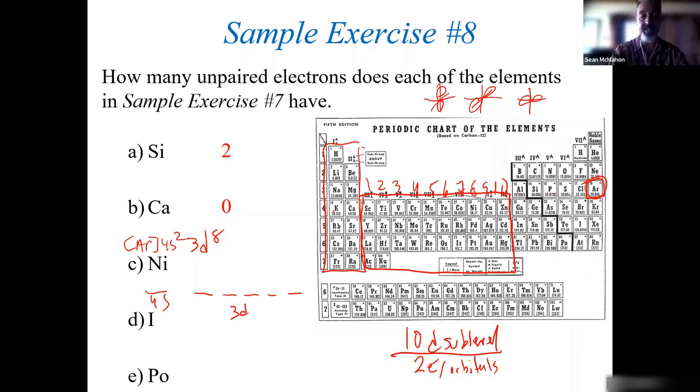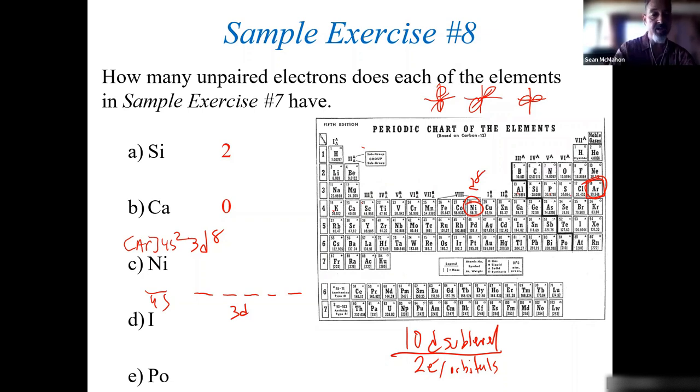Right? And it's a d8. So now let's clean this up a little bit. It's in that d8 position. So the 4s2 is filled. d8, I follow Hund's rule. 1, 2, 3, 4, 5, 6, 7, 8. How many unpaired electrons? 2. Because 2 of the 5 orbitals are halfway filled.